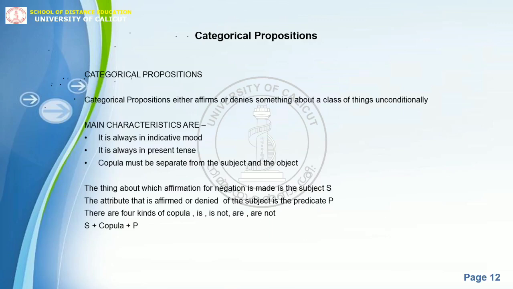Categorical propositions either affirm or deny something about a class of things unconditionally. The main characteristics are: it is always in indicative mode, it is always in present tense, and the copula must be separate from the subject and object.